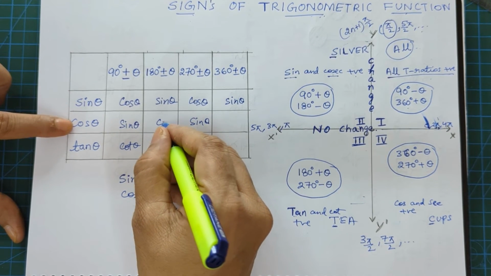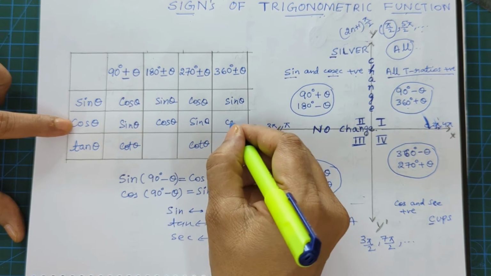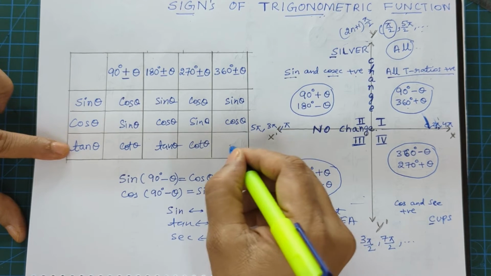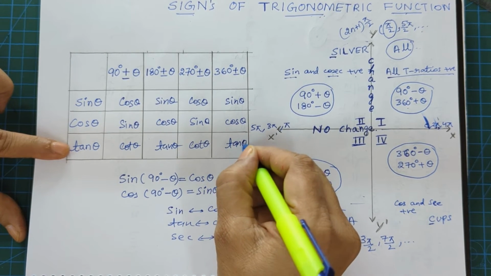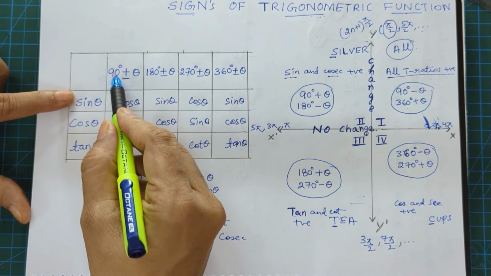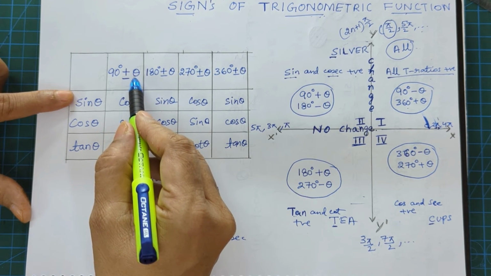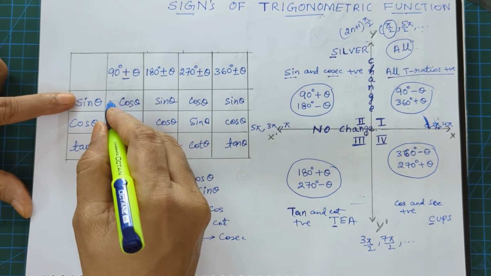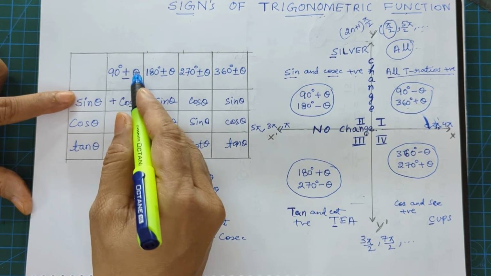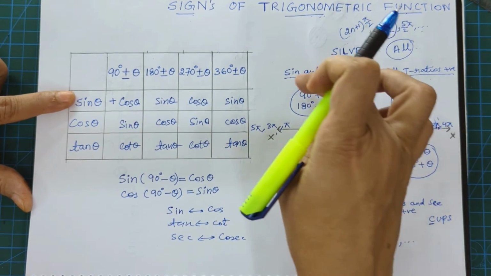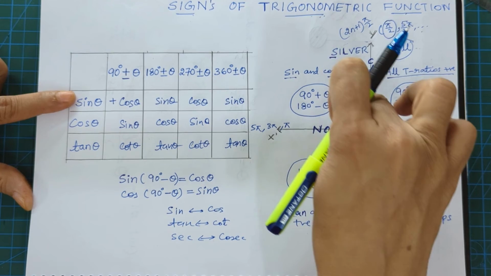Here cos will remain cos. Here also cos will remain cos. Here tan will remain tan. Here also tan will remain tan. Now let's put the signs. Sign about 90 plus theta means second quadrant. Second quadrant, sine of 90 plus theta is positive. Why? Because sine of an angle in second quadrant, sine and cosec are positive.